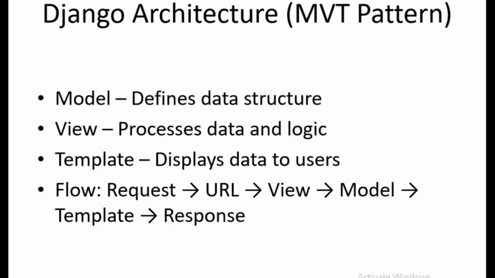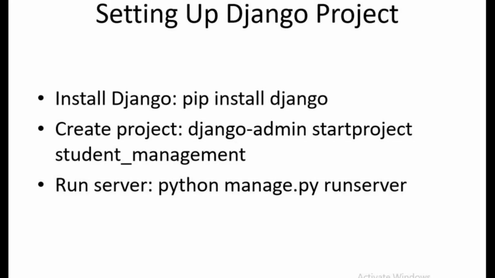Then it follows with request, URL, view, model, template, and response. Now let's dive into the practical aspect of this course: how to install Django. We are going to use pip install Django. We are going to create our project using django-admin startproject, and we'll give it a name, student management, and we are going to run the server. So without any further ado, let's look at how we can.